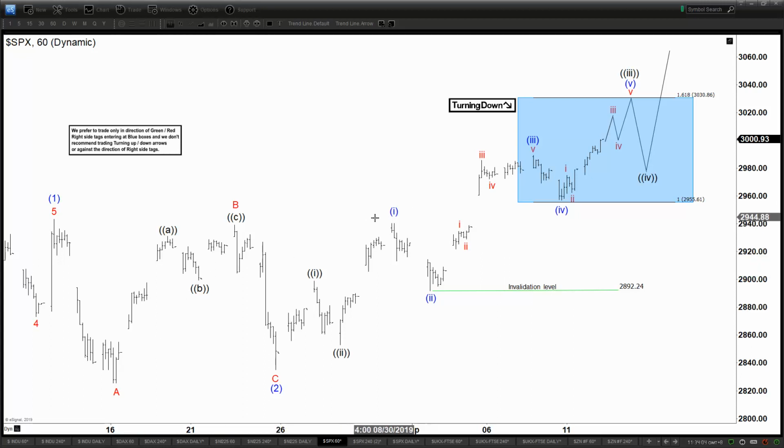Today is Thursday, September 12th, 2019. The time is 3:30 a.m. GMT. So this is a 60-minute chart of the S&P.